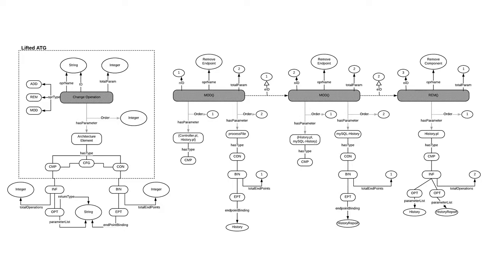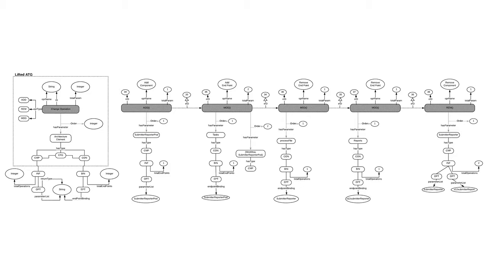The node has an edge that points to the next modification, which removes another endpoint. We're going to remove the history report from the MySQL history connector, and that connector connects history.pl and the MySQL history. Then finally, we remove the whole component once those endpoints are done, and in that we have to remove two interfaces, the history interface and the history report interface, from the component, and then we can remove the component.